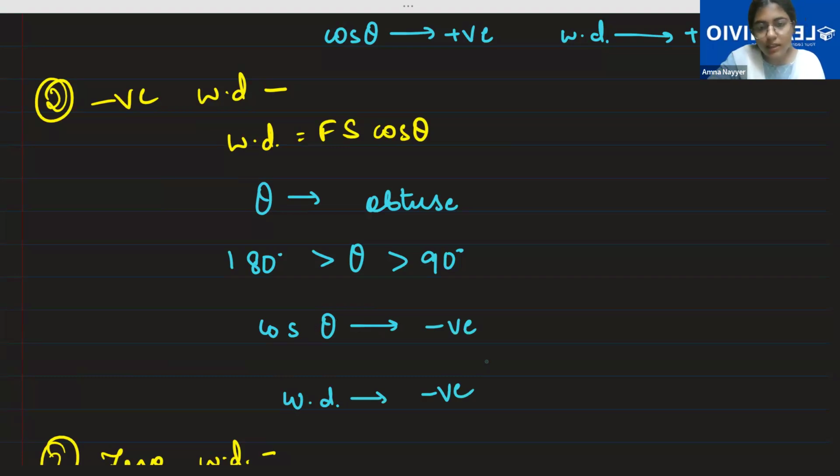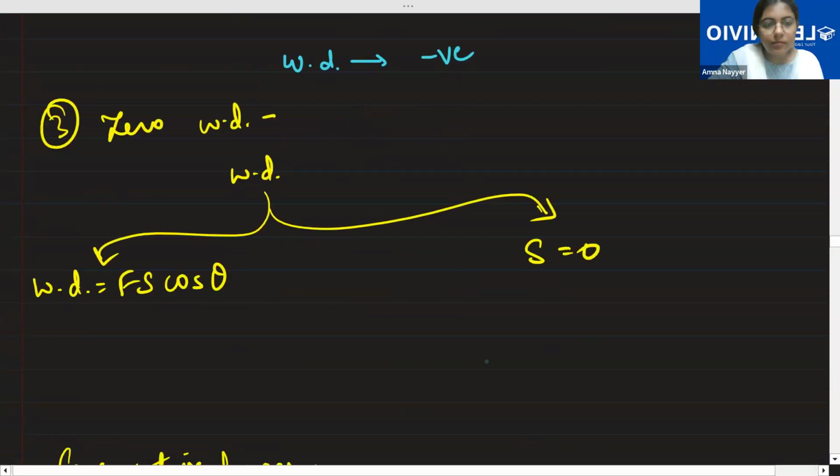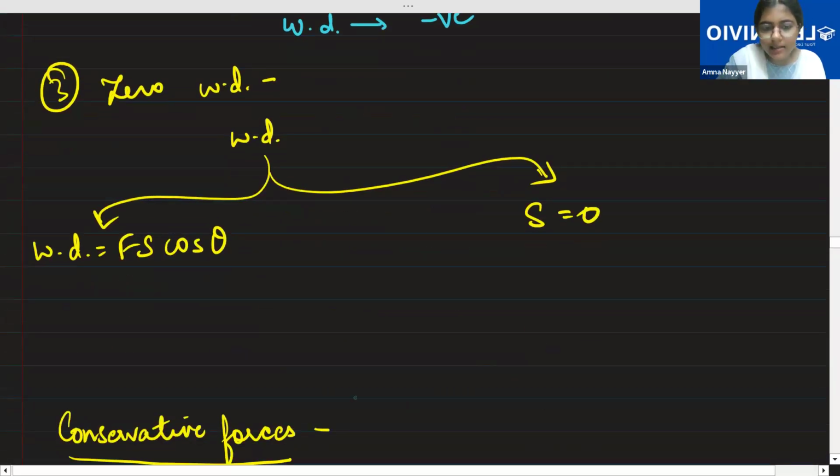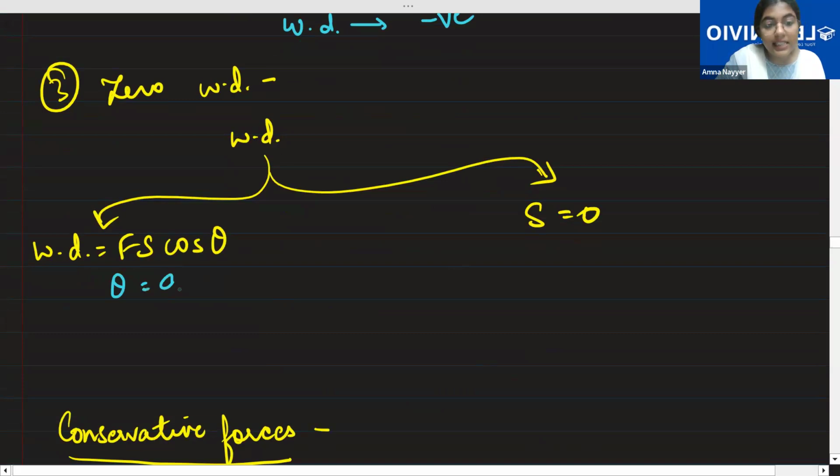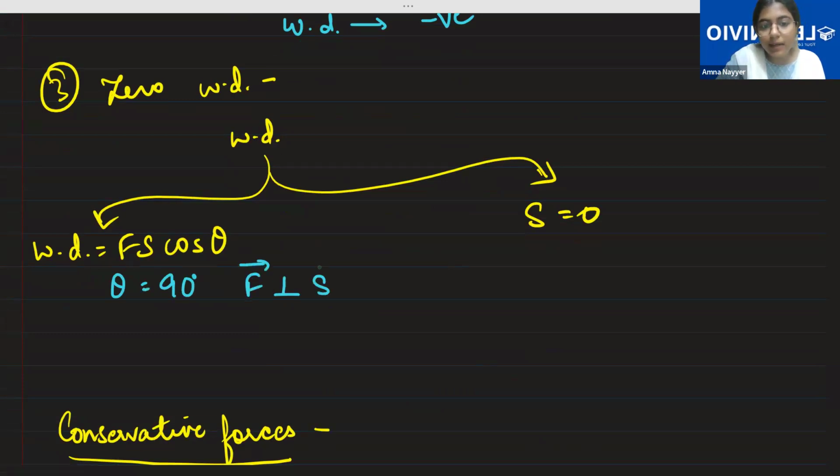Then there's a zero work done. But in zero work done, two cases are possible. First case, can you tell me class an angle for which the work done can be zero? 90 degree. Very good, Hafsa. When theta is 90 degree means force is perpendicular to the displacement. So cos 90 degree will be 0. So work done is 0.